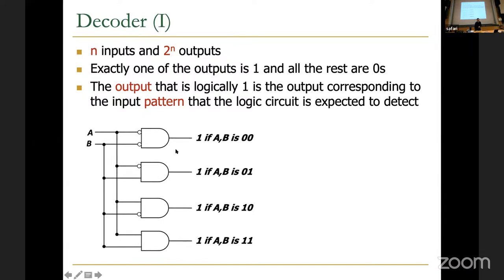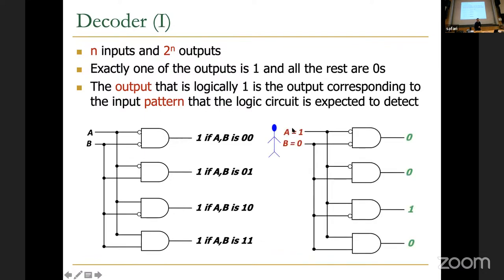And you can simulate it in your head. Basically, this output is 1 if both A and B are 1. This output is 1 if A is 1 and B is 0. This output is 1 if A is 0 and B is 1. And this output is 1 if A and B are both zeros. So you can see that all of the combinations are represented here, right? So this is one example. If A is 1 and B is 0, you get a 1 here and 0 over here. So basically, this is detecting the pattern 1, 0, if you will. This is detecting the pattern 0, 1. This is detecting the pattern 0, 0. Now I can generalize this to an 8-input decoder. Then you will have 2 to the 8 outputs, right? That's 256 outputs.